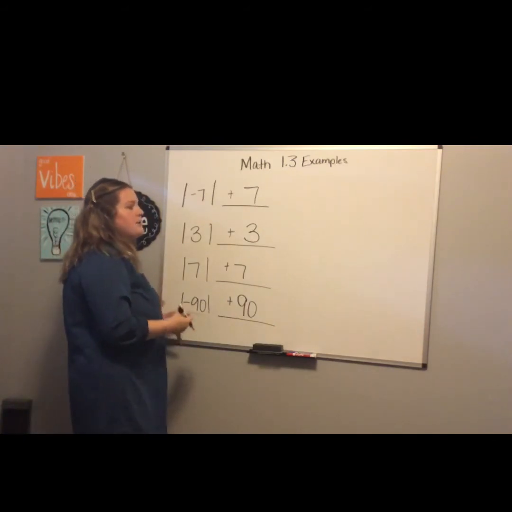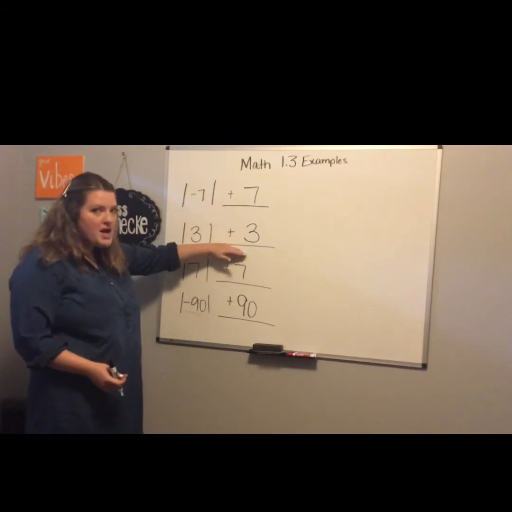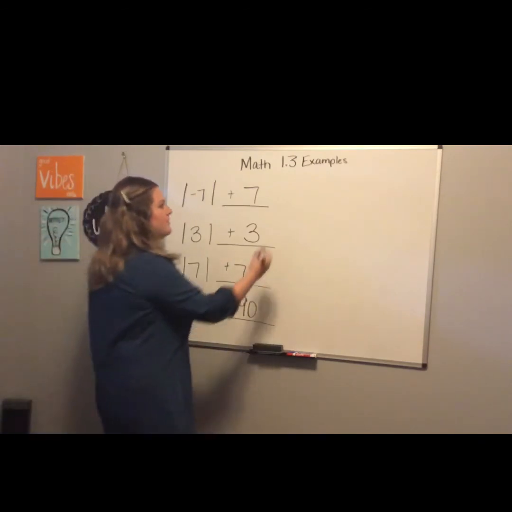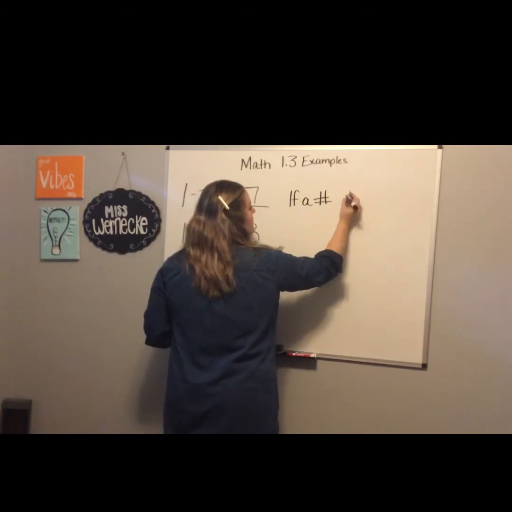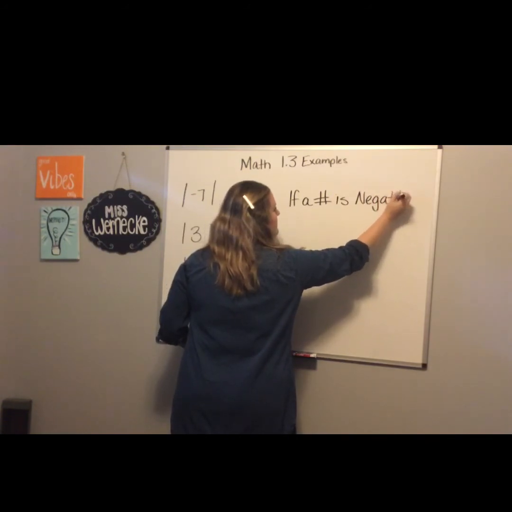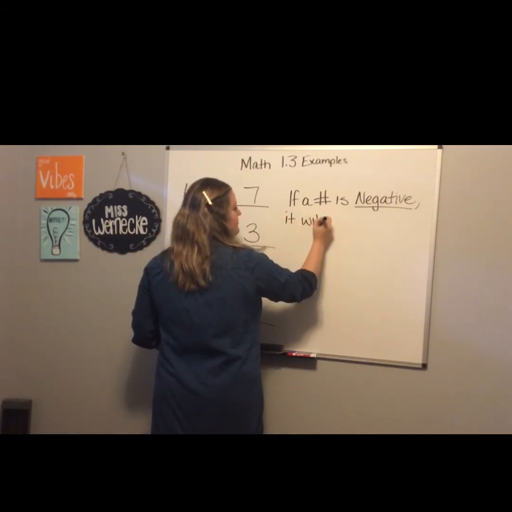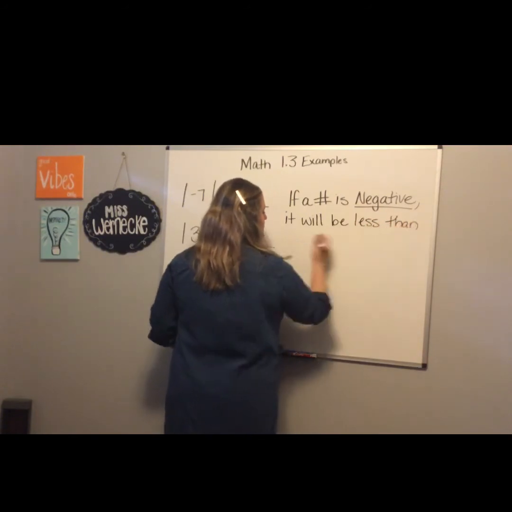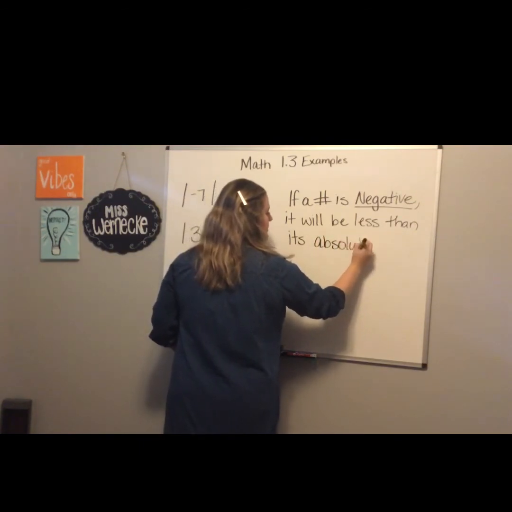If a number is blank, it is less than its absolute value. So if absolute value is always positive, if a number is negative, it's going to be less than its absolute value. So we're going to write that together. If I'm going to use the number symbol, number is negative, it will be less than its absolute value.